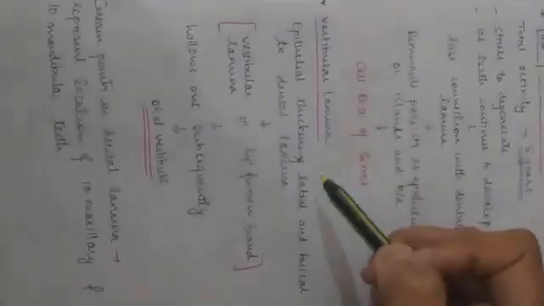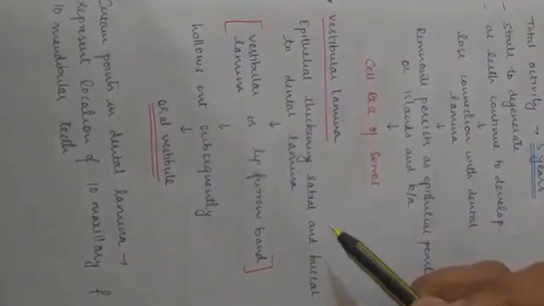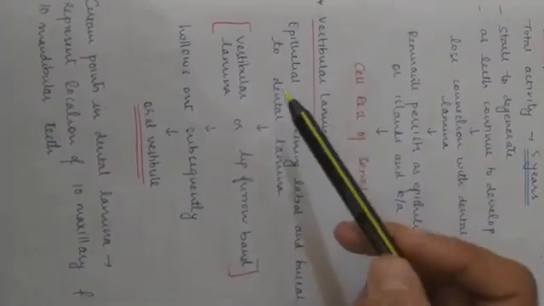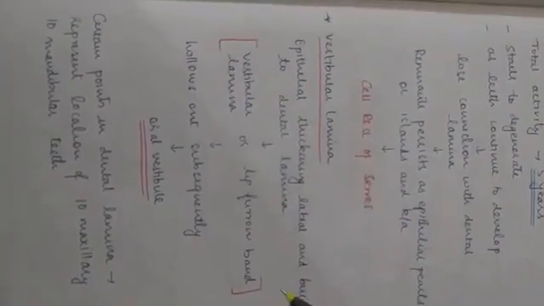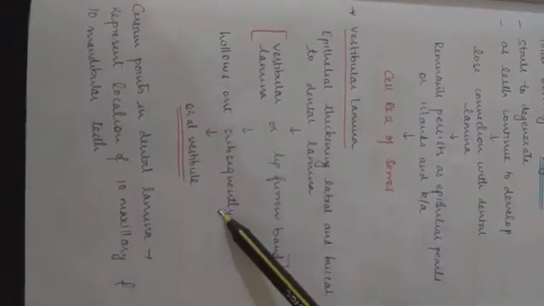So, what about the vestibular lamina, which we see right here, the outer portion? The vestibular lamina is the epithelial thickening labial and buccal to the dental lamina. We call it the vestibular lamina or the lip furrow band. This is going to hollow out subsequently and form the oral vestibule.